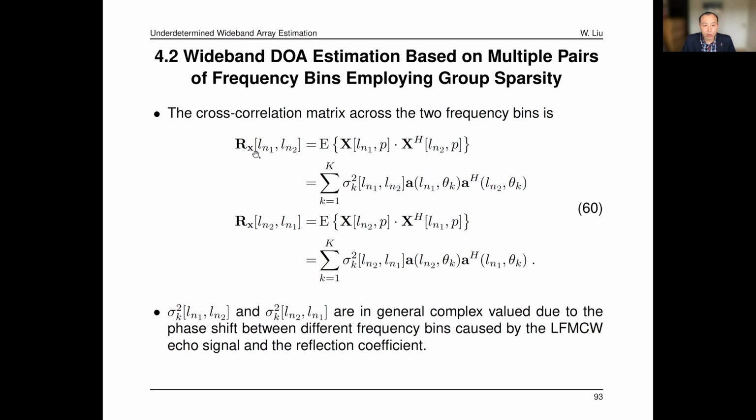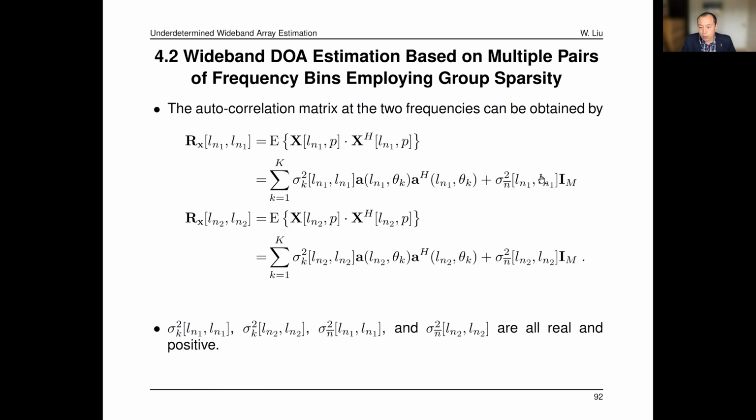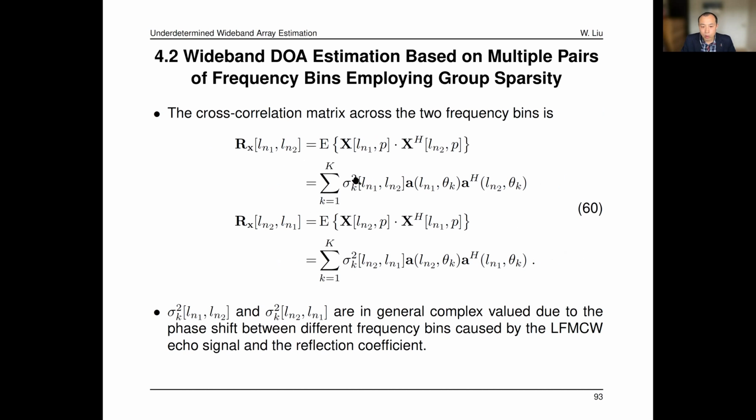Then we can also calculate the cross correlation between L_n1 and L_n2. Similarly, the noise is not correlated, so we don't have the noise term, and we only have the cross correlation for the signal part. Because they are different frequencies of the same signal, they are correlated, because of the signal model. So this is not 0, but it's not non-negative either, because it's a cross correlation, so it's complex valued.